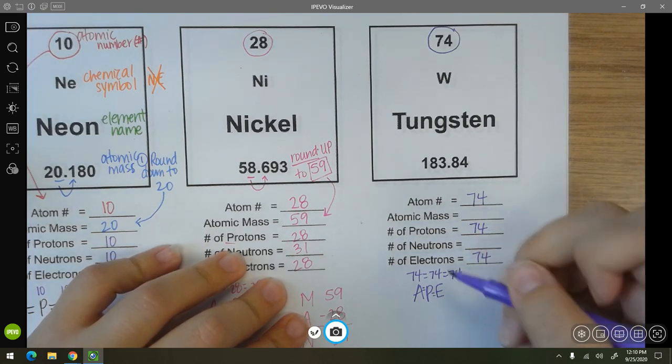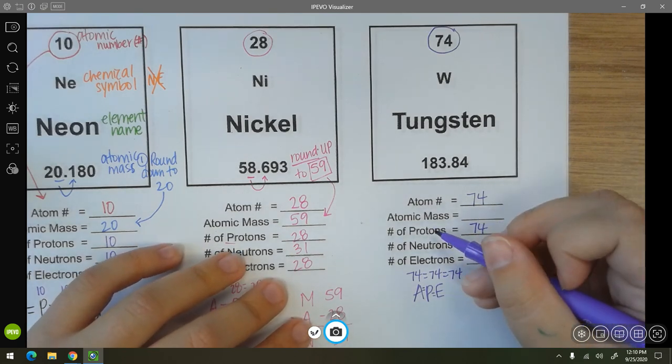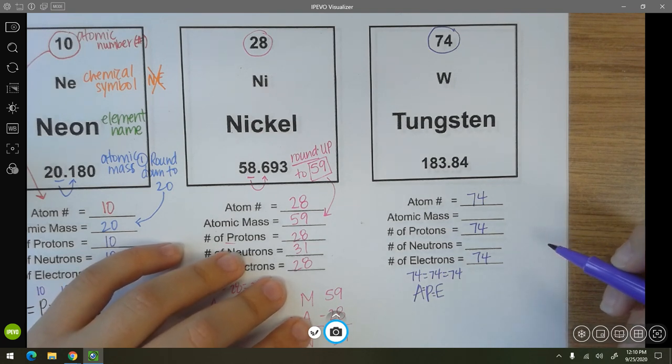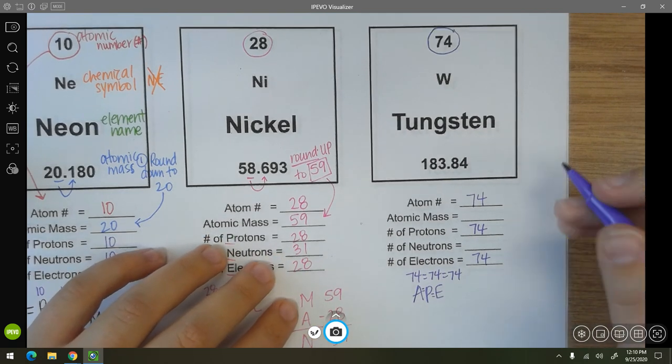So if I gave you the number of electrons down here, you should be able to find the number of protons and the atomic number. You can go backwards in this one too. All right? You might be asked to do that a few times.